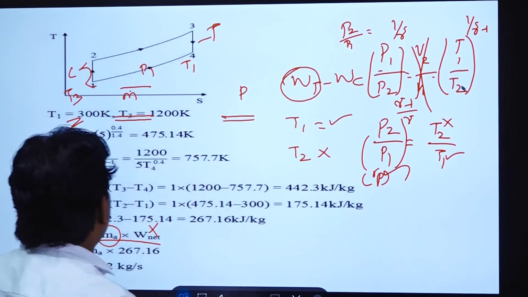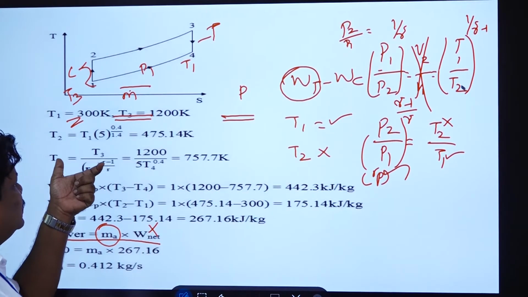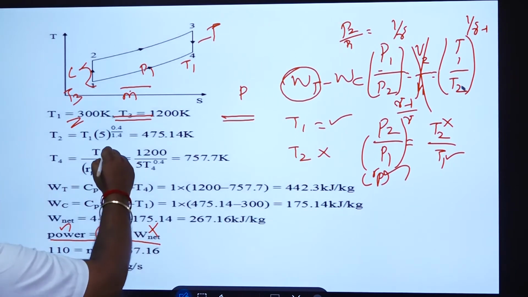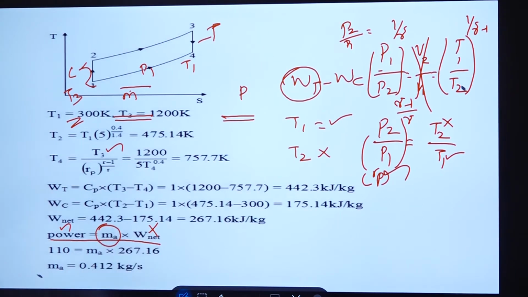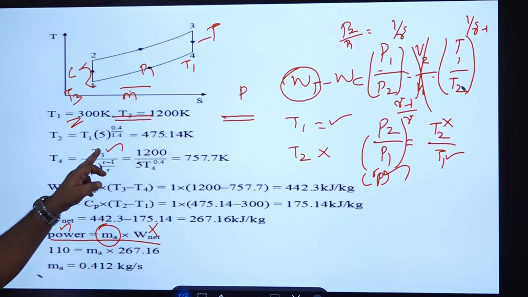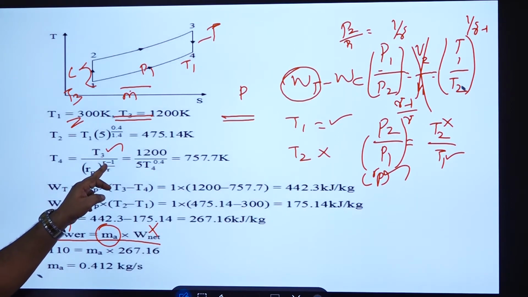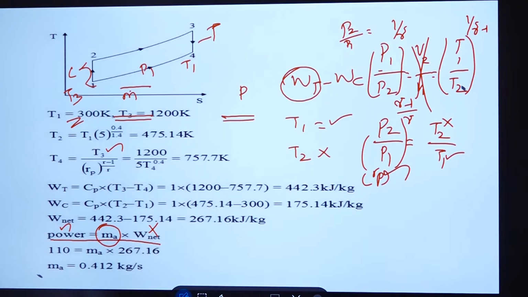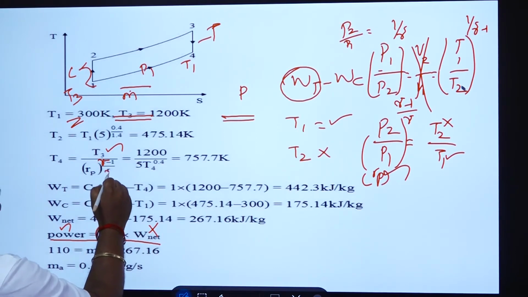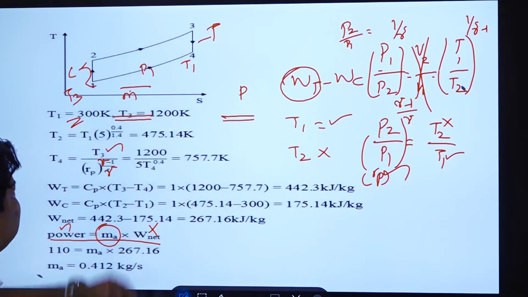Similarly, use 3 to 4. That is the same PVT relation. So T3 is known to us, the maximum temperature that is given to you. So T4 is equal to T3 divided by Rp to the power (gamma minus 1) by gamma. So you can get the value.